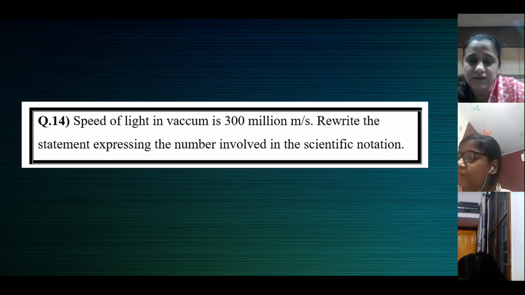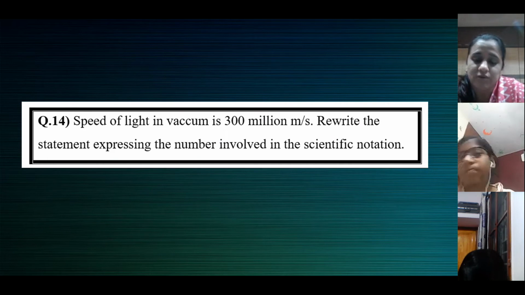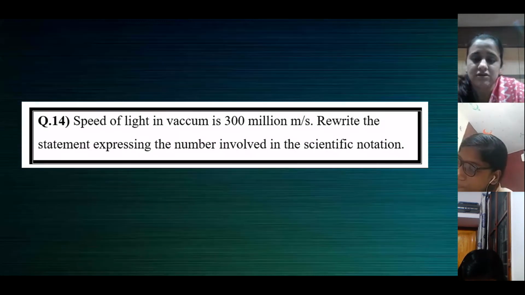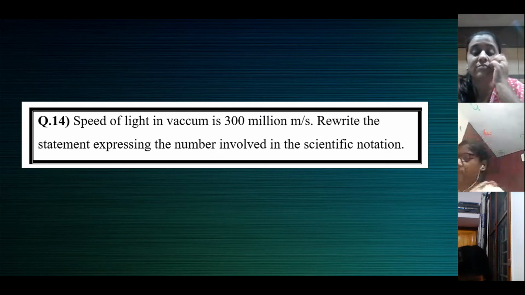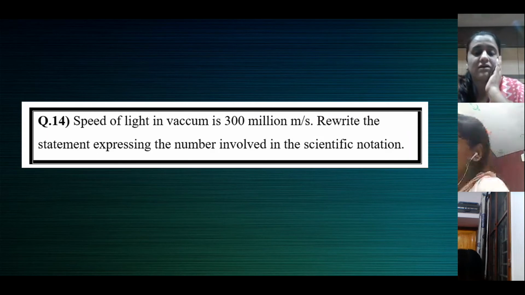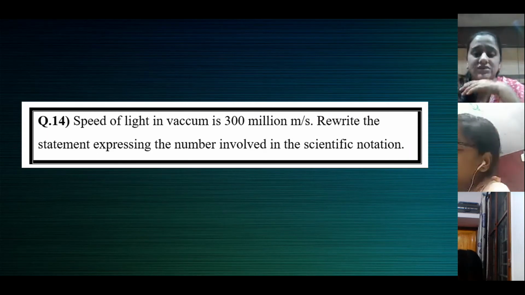You should not use million. You should write the numeral 300 million as a numeral and write that numeral in the standard form or the scientific notation. You should not use the term million in the answer. 300 million should be expressed as a number, and that number should be expressed in the scientific notation.